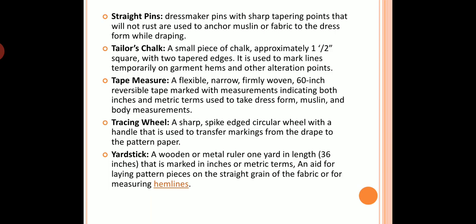Tracing wheel. Tracing wheels are spike-edged, circular wheels that are used to transfer markings from the drape to the pattern paper. There can be two types of tracing wheels. The tracing wheel with small serrated edges is used to mark fabric for draping purposes, and the tracing wheel with small spikes is used on paper for flat pattern making.